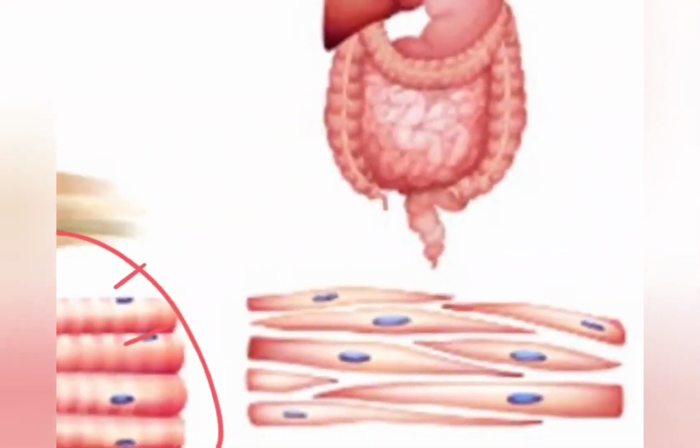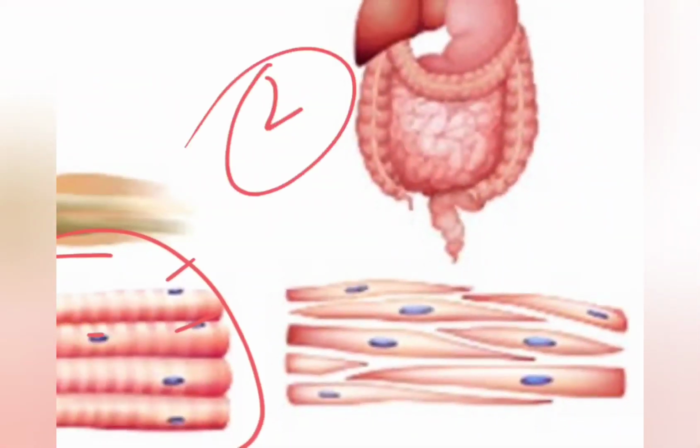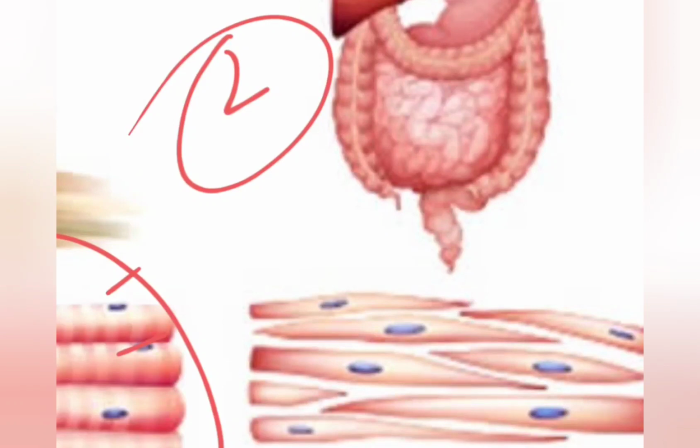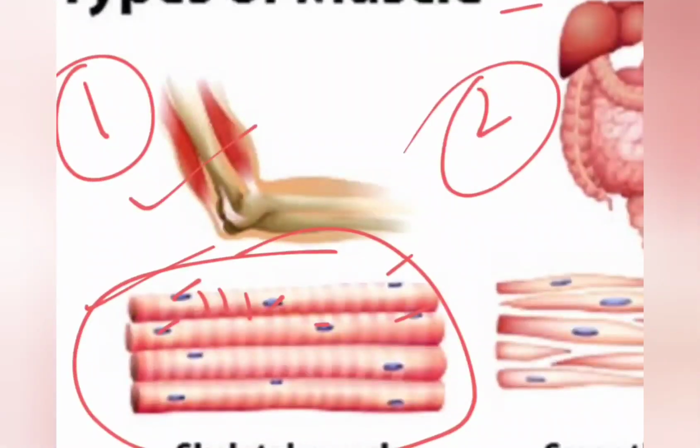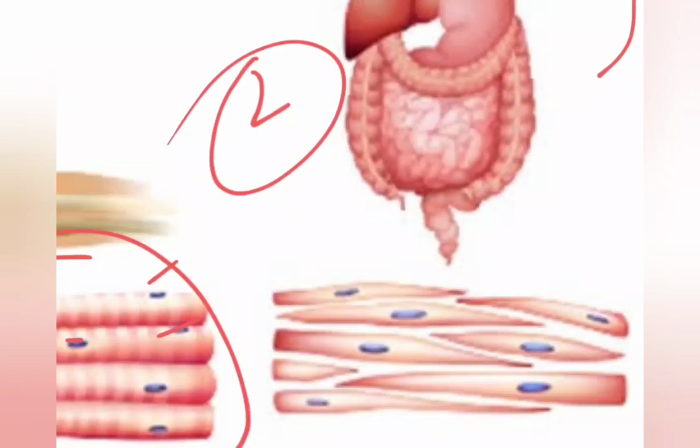Next, moving on to the involuntary muscles. Number 2 is the involuntary muscle. Involuntary muscles are not under our control, unlike voluntary muscles. As I said, voluntary muscles are under our control, but involuntary muscles are not under our control or will. They are present in the internal organs of our body, such as the stomach, intestine, urinary bladder, and the eyes. These parts of our body we do not control according to our will. They work on their own, and hence they are known as involuntary muscles.